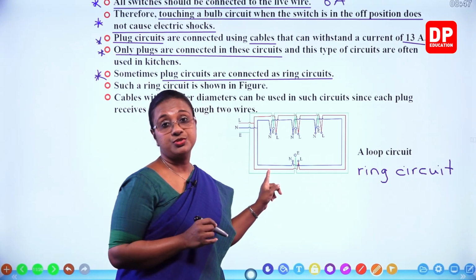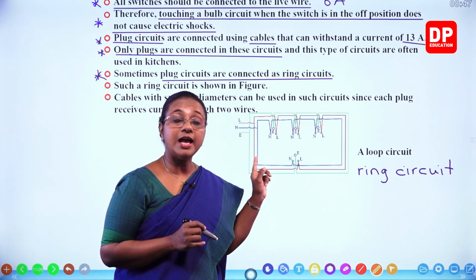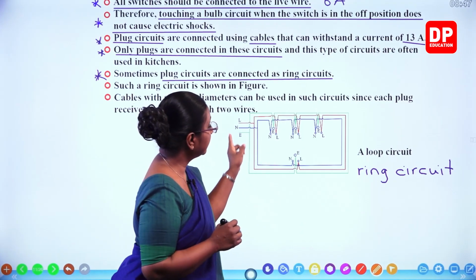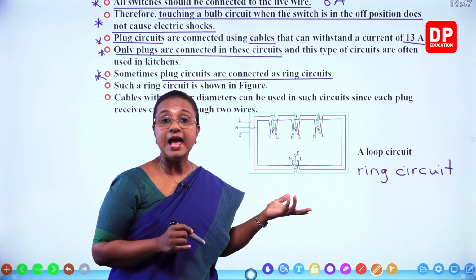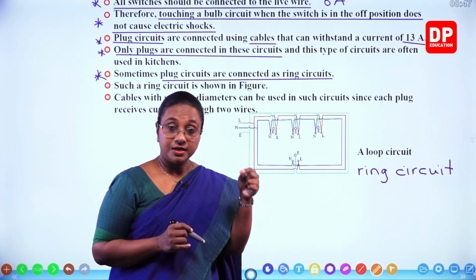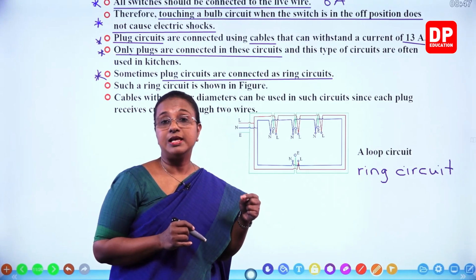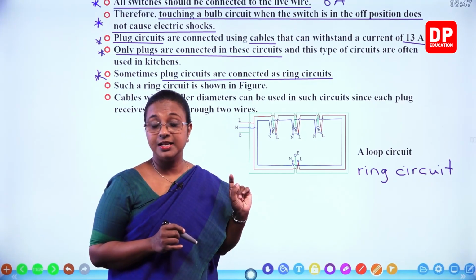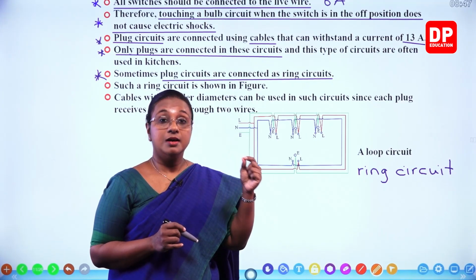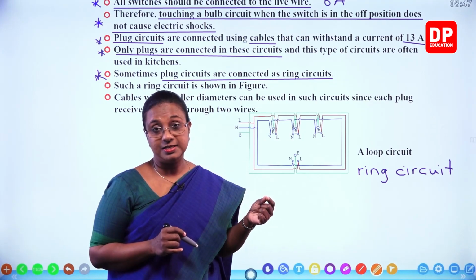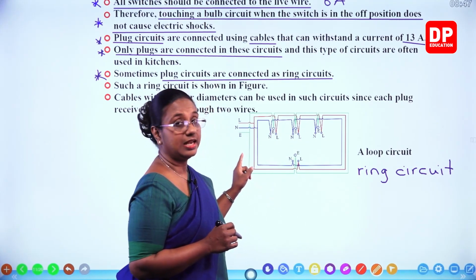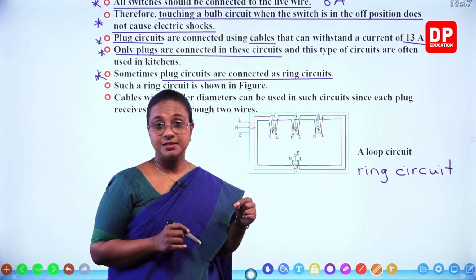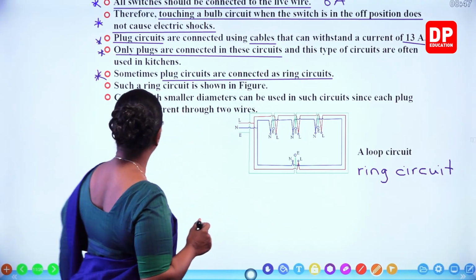And if we use this, what we can do is we can use cables with smaller diameters, because in a ring circuit that is an advantage. You can use conducting wires that are smaller in diameter. Normally you all know for a plug circuit, because the maximum current is 13 amperes, we need to use a conducting wire with a higher diameter. But if we have a loop circuit like that, you can use conducting wires with smaller diameters. So that is also something you need to remember.